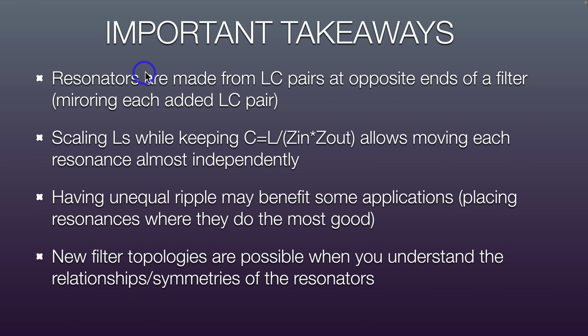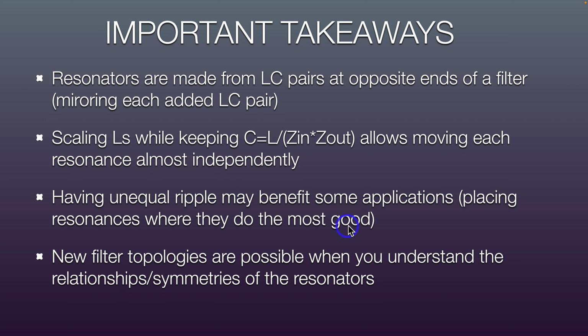The important takeaways to this talk are that resonators are made from LC pairs at opposite ends of the filter, and as you add more LC pairs, you mirror those as you insert them in the middle of that circuit to create a new resonance. Then scaling the L's, while you keep the C values equal to the L divided by Z times Z out, allows moving each resonance almost independently. And that's true for these symmetric filters. It gets more complicated as you get into the asymmetric filters.